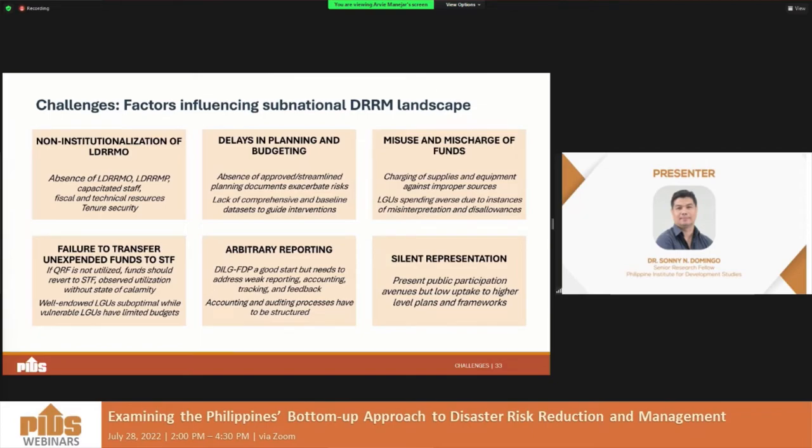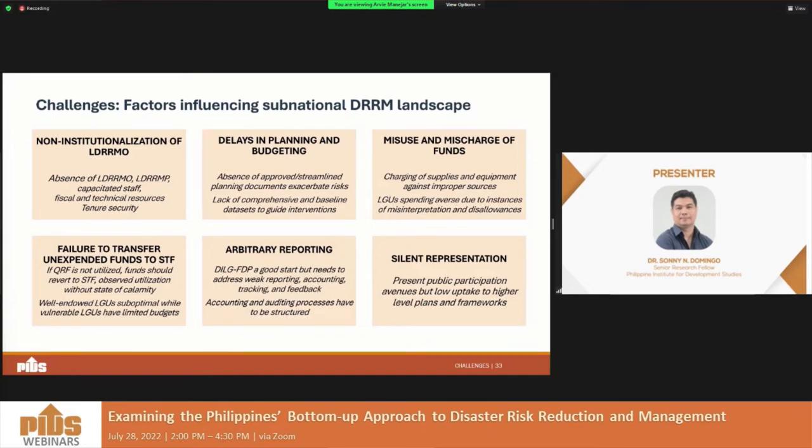Okay, so just to summarize the challenges, you are presented here the factors influencing subnational DRRM resource usage and DRRM-related initiatives. Number one, starting from the upper left, you have the non-institutionalization of the local disaster risk reduction management office. In some cases, you have the absence of plantilla positions for the local DRR officer, absence of a well-crafted local DRM plan, as well as absence of capacitated staff.